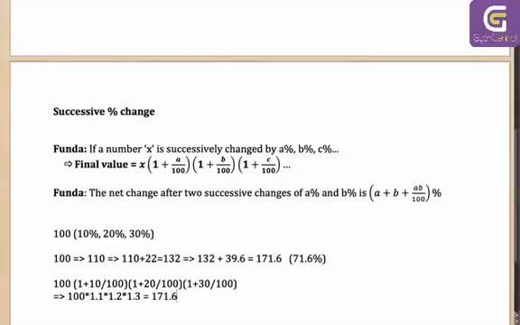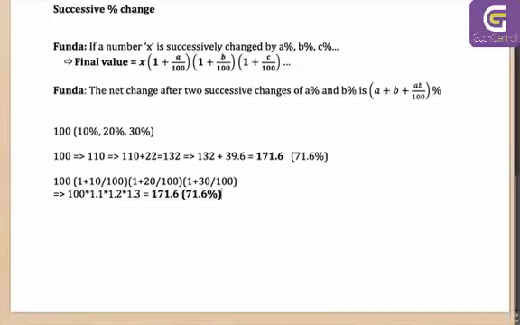And if you multiply this 1.1 into 1.2 into 1.3 into 100, do you know what value you are going to get? Yes, you are going to get the same value that you had got above, 171.6. From 100, you are getting to 171.6. That means your change was 71.6%.